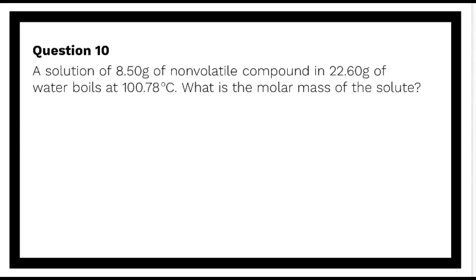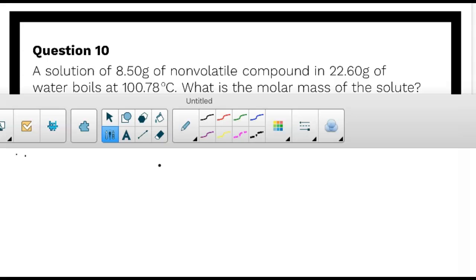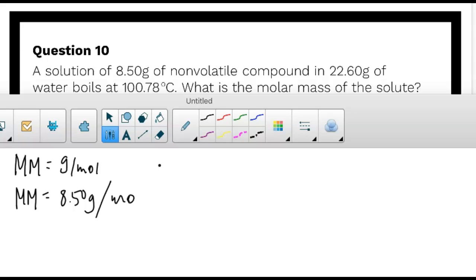The first thing we do is write our formula: molar mass of the solute. That means molar mass is equal to grams per mole. Do we know the mass of the solute? Yes, we do. It says that it is 8.50 grams; it's right here. 50 grams of compound is placed in that much water. However, we don't know the moles. That's what we have to figure out.